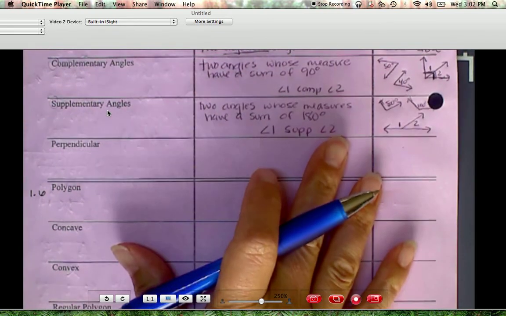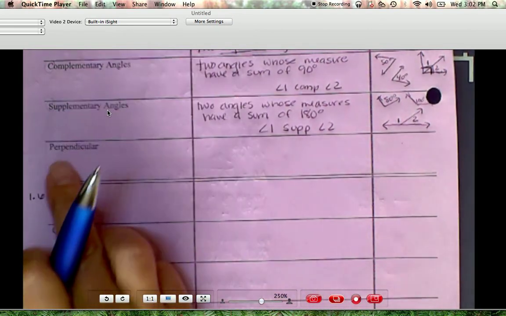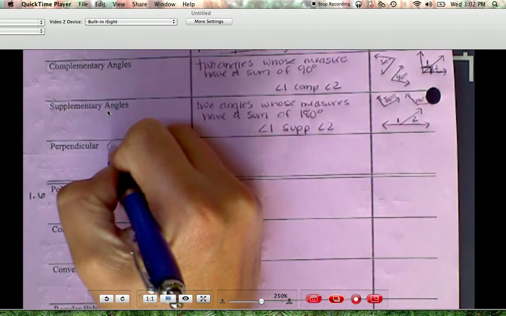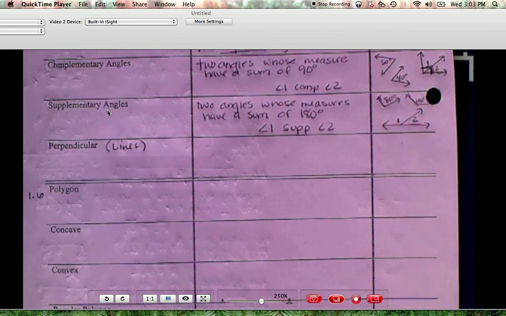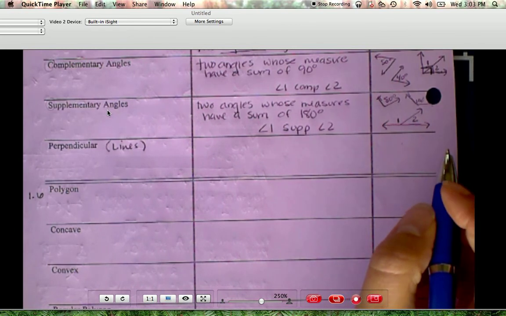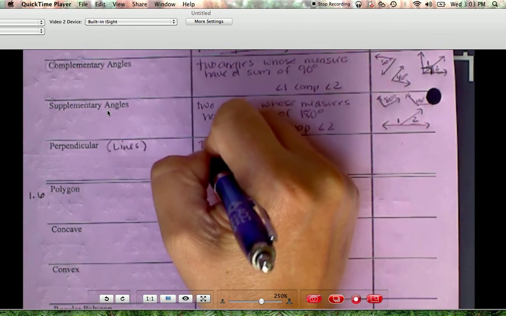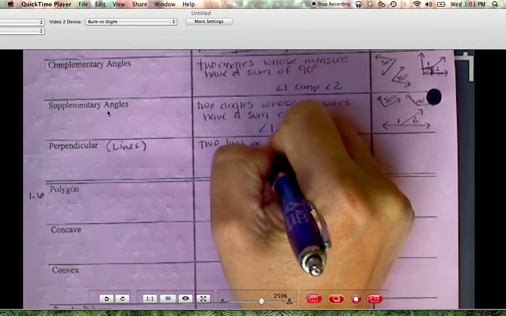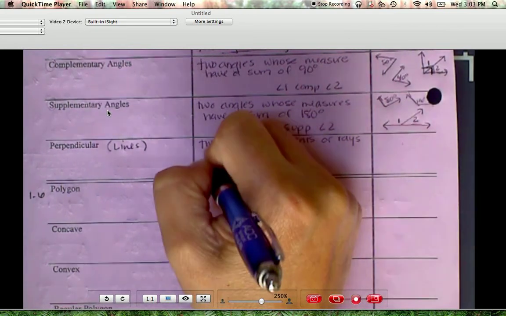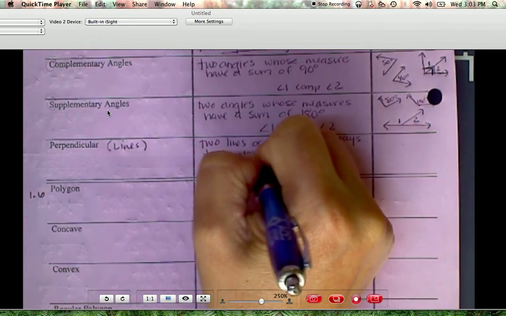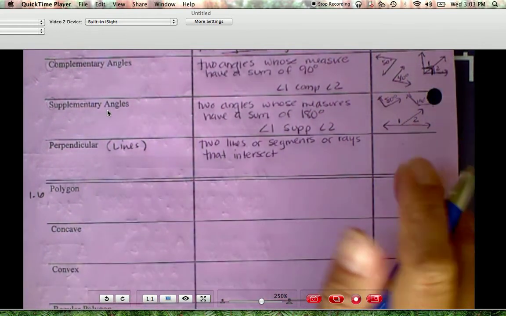All right, our final definition is perpendicular. Now notice, this is not perpendicular angles. This is perpendicular lines or segments, okay? Angles are not perpendicular. Lines are perpendicular. Big misconception sometimes with perpendicular. If we have two lines or segments or rays that intersect in a special way, okay?